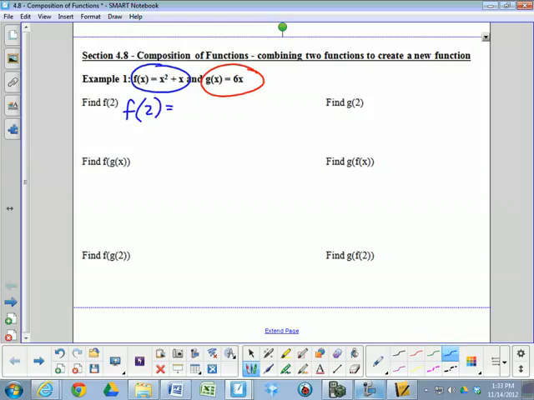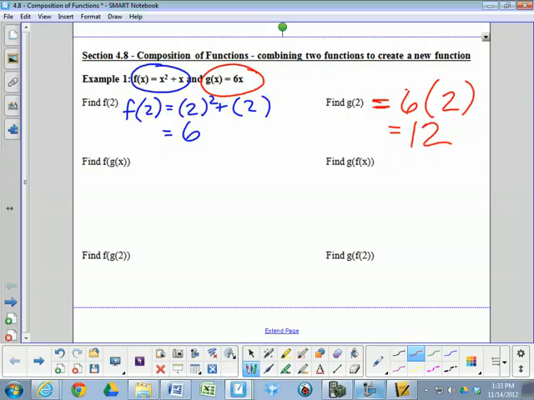F of 2 means to go anywhere there was an x, blank squared plus blank, and replace it with a 2. 2 squared is 4. 4 plus 2 is 6. With g, the function was to take 6 times the input, and they want you to find g of 2. So you just replace the input with 2, and what do you get? 12. No questions? Great. Moving on to f of g of x.